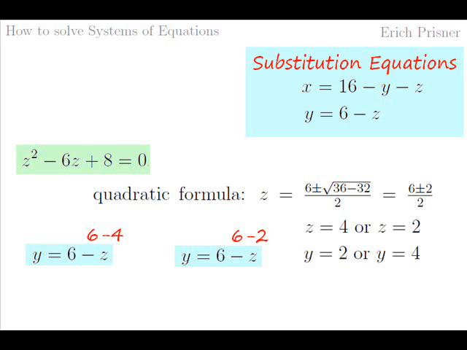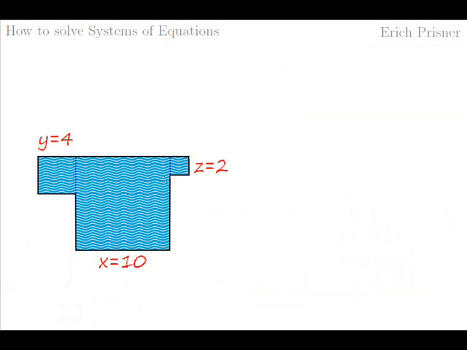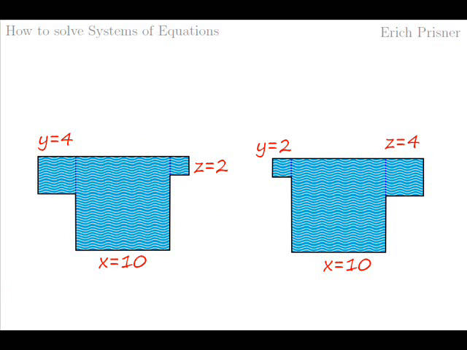These two pairs of solutions we plug into the first substitution equation, x equals 16 minus y minus z, and get either x equals 16 minus 2 minus 4, which is equal to 10, or x equals 16 minus 4 minus 2, which is also equal to 10. There are two solutions, x equals 10, y equals 2, z equals 4, and also x equals 10, y equals 4, z equals 2. The first solution was already used for graphing this example here, and the second one is obtained by flipping this.